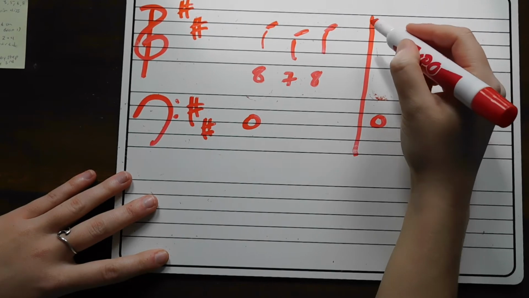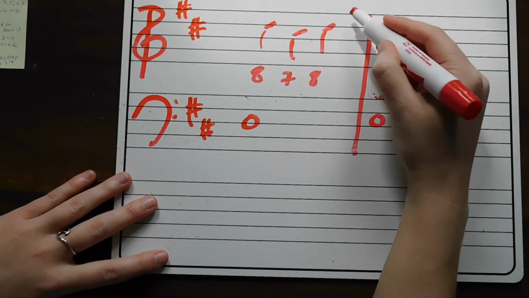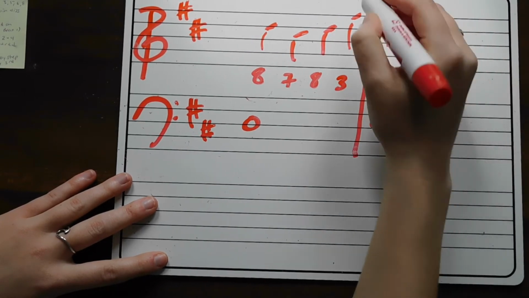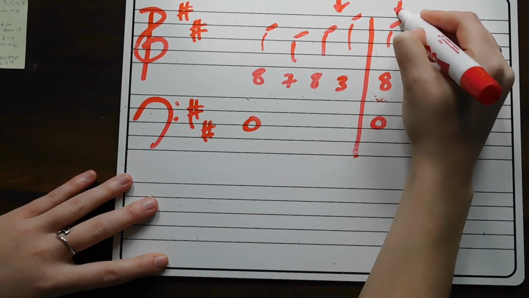And then let's say that we actually go F and then E, right? So this is beat 3 and beat 1, 2 octaves.